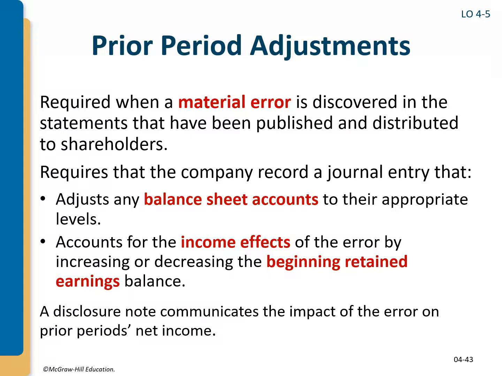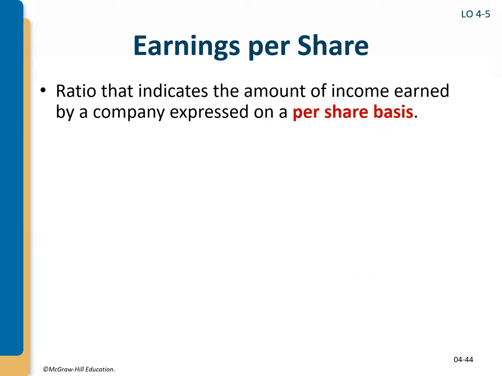So, example, you forgot to record an expense. Well, what does that mean last year? That means you didn't record enough in expense, so your net income was too high. If your net income is too high, you added too much to retained earnings. So the beginning balance of retained earnings is too high. What you'll do is debit retained earnings for this error correction this year. So that is a prior period adjustment.